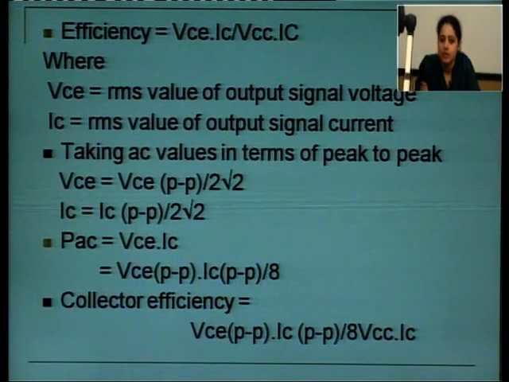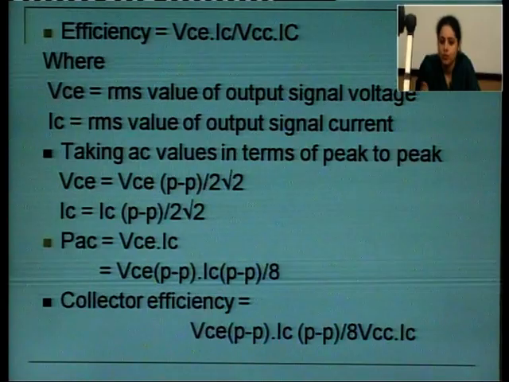Substituting these two values, your efficiency is VCE into IC upon VCC into IC, where VC is the RMS value of the output signal voltage and IC is the RMS value of the output signal current. These values can be taken in terms of peak to peak. Considering peak to peak, VC is equal to VCE peak to peak by 2 root 2. Similarly, IC is IC peak to peak by 2 root 2.